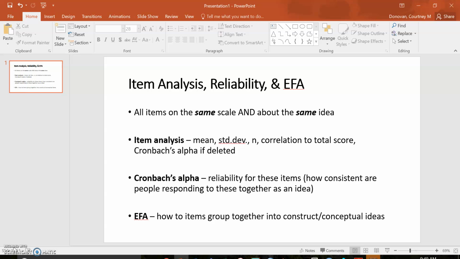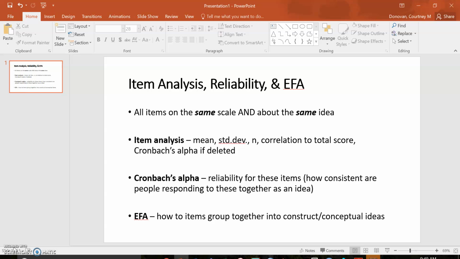So the same scale means that if it's a 1 to 4 scale, it needs to be a 1 to 4 agreement scale, not a 1 to 4 agreement scale and a 1 to 4 frequency scale. That doesn't work. You need to put your frequency items together and your agreement items together. And they need to be about the same idea. So you don't want all of your items about depression and your items about anxiety in the same thing. It's going to kind of mess with stuff, especially with the EFA. Those are going to hopefully group perfectly into anxiety and depression. So we want the same scale and the same idea.